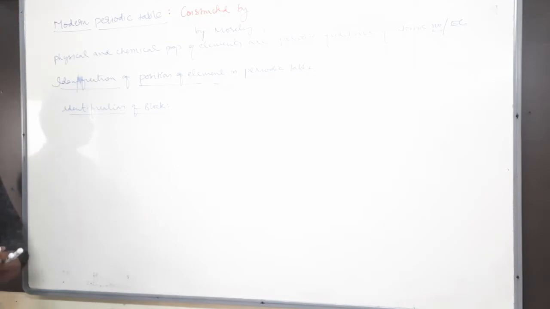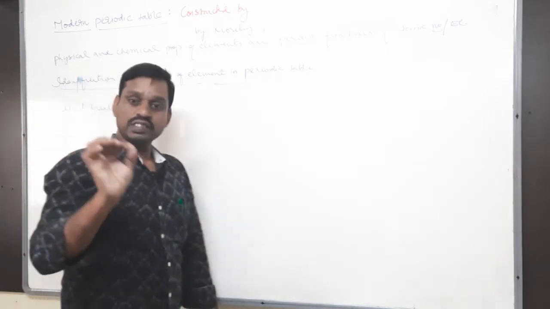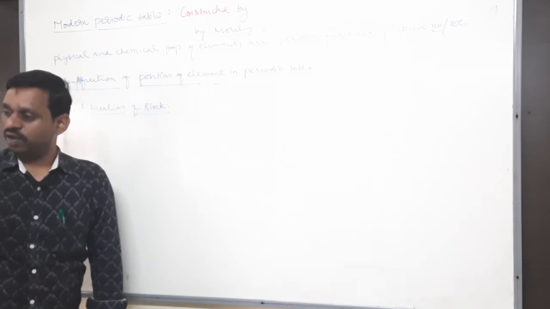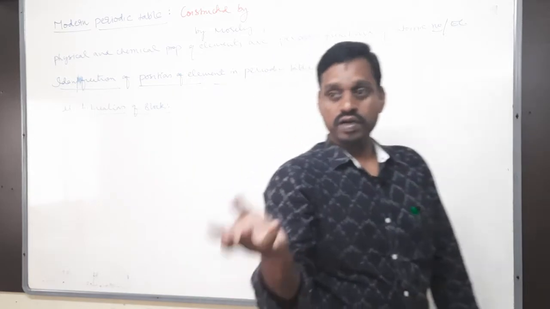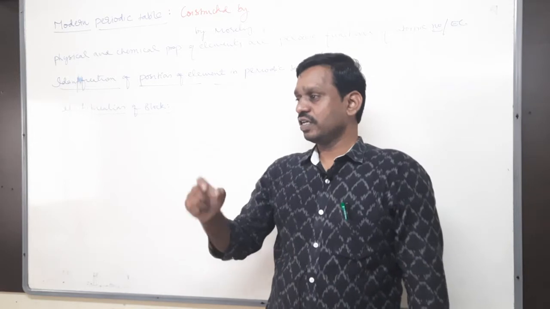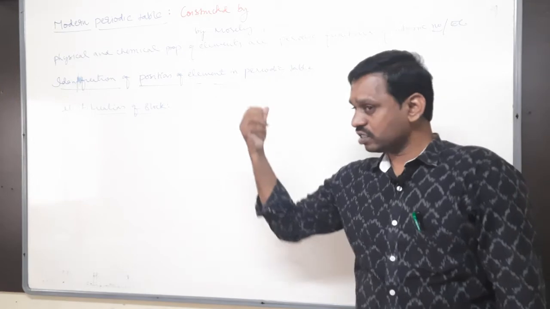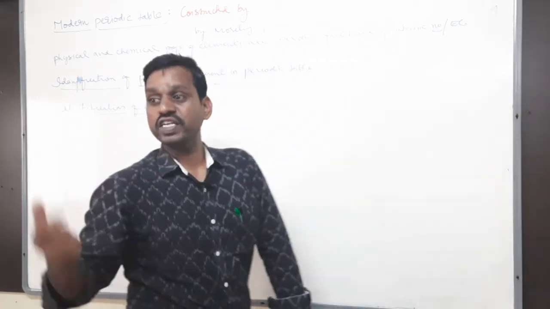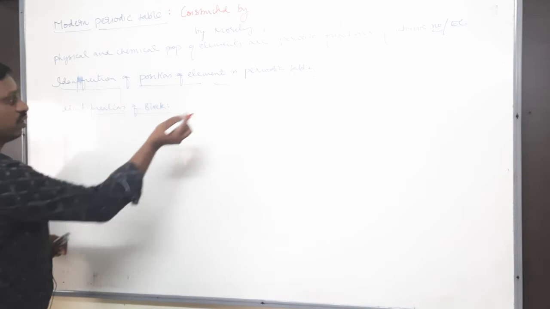A block is identified based on the differentiating electron. If the differentiating electron enters into s orbital, the element belongs to s block. If it enters into p orbital, p block; d orbital, d block; and f orbital is f block. Then what is the meaning of differentiating electron? In an element, the last incoming electron is what we call the differentiating electron.